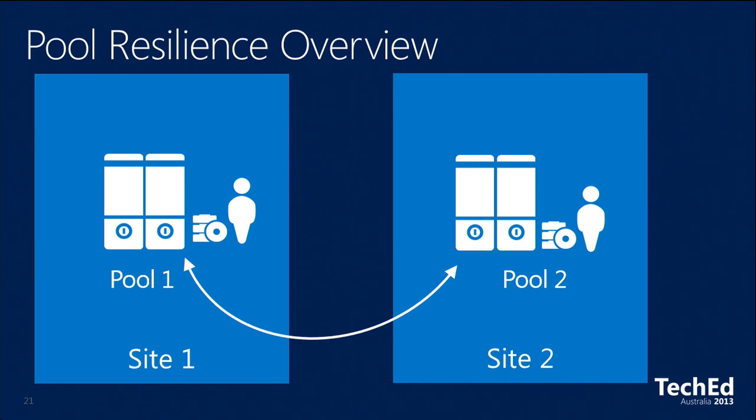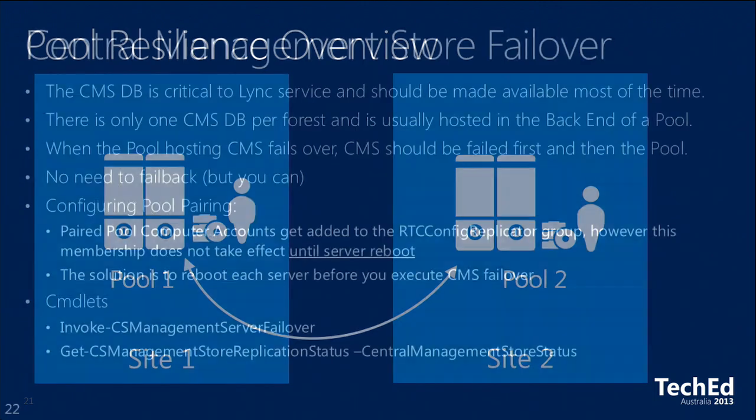A paired pool, essentially, they each back up each other. So we have a one-to-one relationship between these. Pool A has a backup as Pool B, and Pool B has a backup of Pool A. We declare this pairing relationship inside of Topology Builder in Lync 2013. Once we declare this paired pool relationship, we get some additional functionality, which we'll walk you through on the next couple of slides.